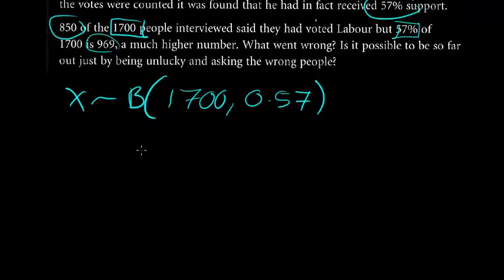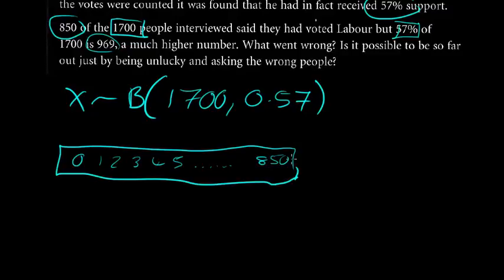And so, if we wanted to find this on a binomial distribution, we'd be asking the question: what is the chance that I get 850 people voting for Labour? Now, don't forget, when you do that, you'll get an individual number for 0, 1, 2, 3, 4, 5, all the way up to 850, and you want every single one of those added up. With a binomial distribution, that's not feasible to do in any reasonable time.